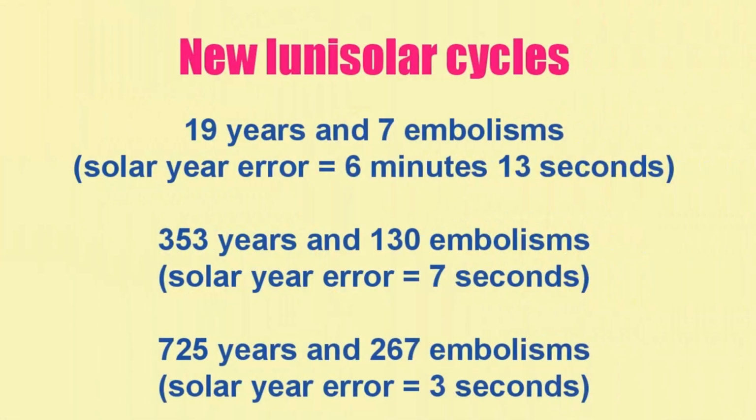Making a simple study of lunisolar cycles that are less than 1,000 years long, I find that the best cycle is 725 years long and has 267 embolisms. Its year differs only 3 seconds from the seasonal year. The 353 and 706-year cycles have solar years that differ less than 7 seconds from the Gregorian year.